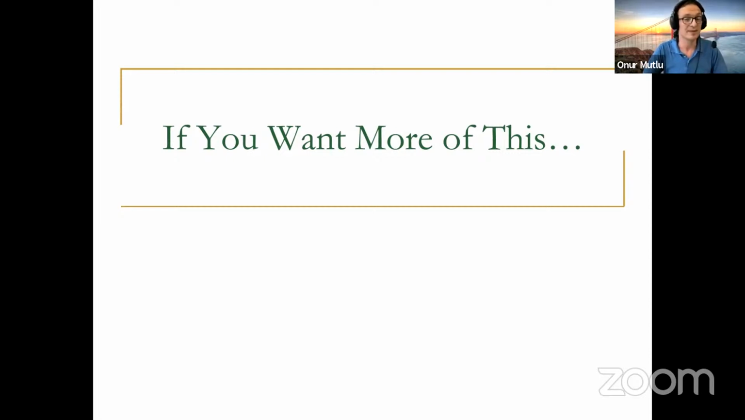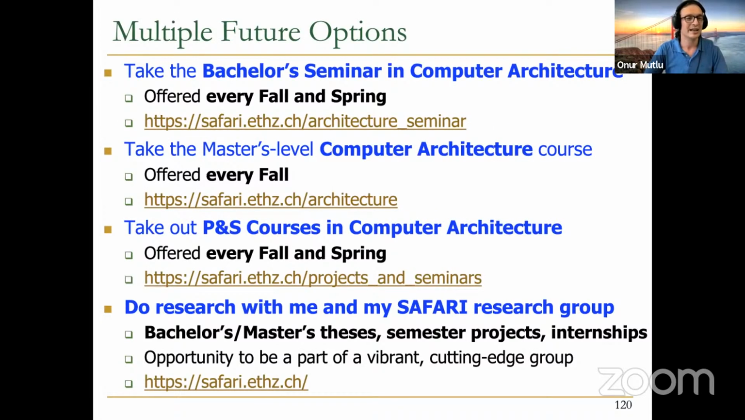And if you want more of this sooner, there are multiple future options after this course. We offer a bachelor seminar in computer architecture every fall and spring. And you can find web pages for all of these. They're reasonably structured. And in the bachelor seminar, we delve into particular papers and critically analyze papers, critically present papers, do brainstorming and discussion about papers. So a lot of trade-off analysis goes into it. And this is a fun seminar. We had the last seminar yesterday. It was actually live streamed.